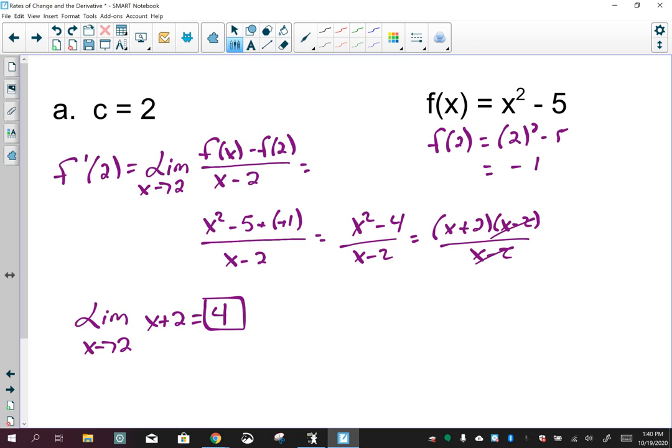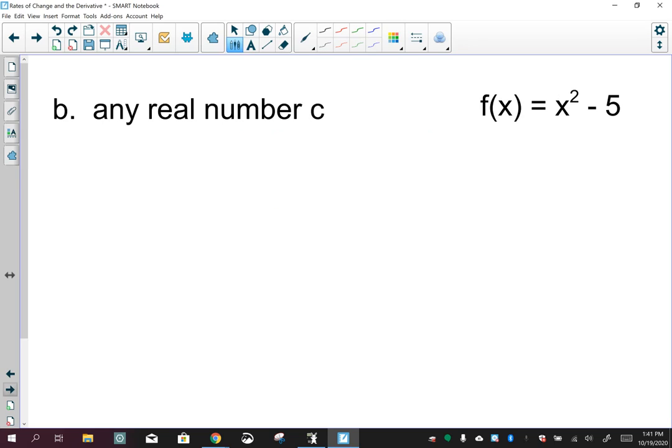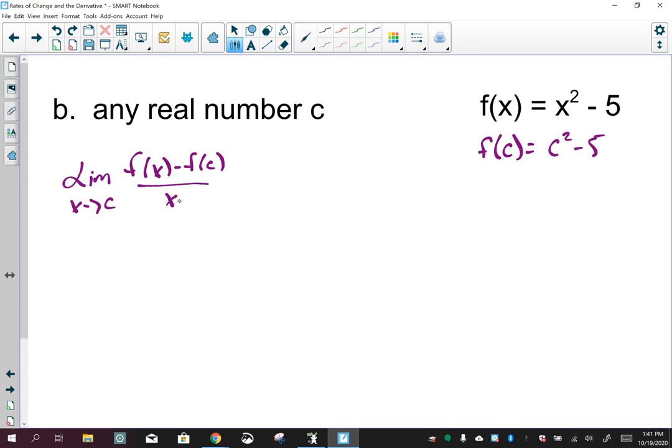Hopefully that wasn't too hard. You just went through it and I found that slope. So now, for any real number c, notice this didn't give you a specific number to focus on. You're going to do the same exact thing. All right, well, fine. f of c is c squared minus 5. So my limit as x approaches c of f of x minus f of c all over x minus c.